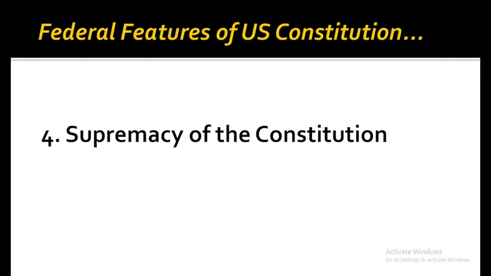Fourth, there is also supremacy of the Constitution. Article 6, Clause 2 of the United States Constitution, which is also popularly known as the Supremacy Clause, establishes the U.S. Constitution along with its federal statutes and treaties as the supreme law of the land. In other words, there is no other constitution or there are no other laws which are superior to the Constitution of the United States.